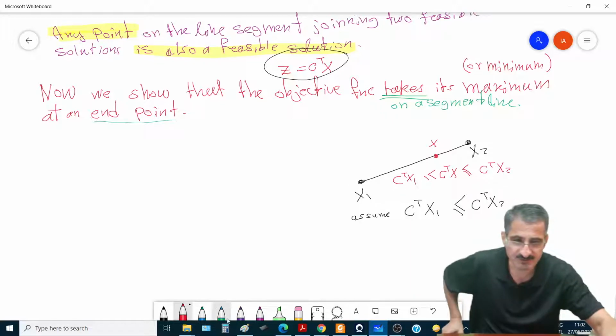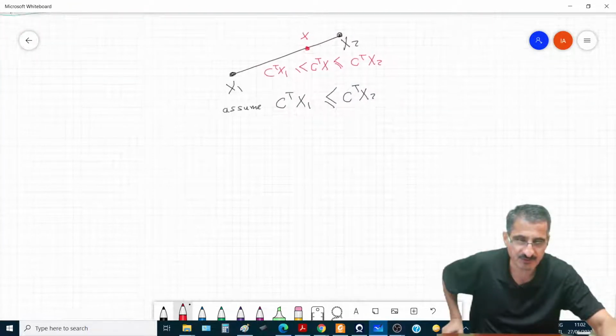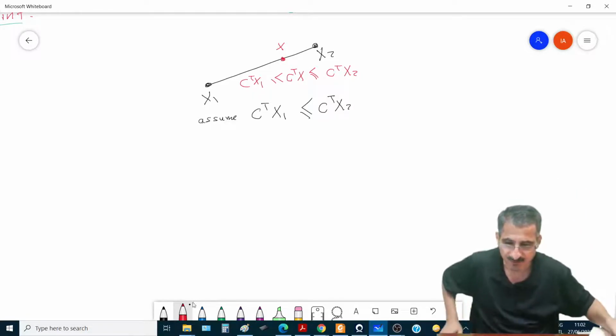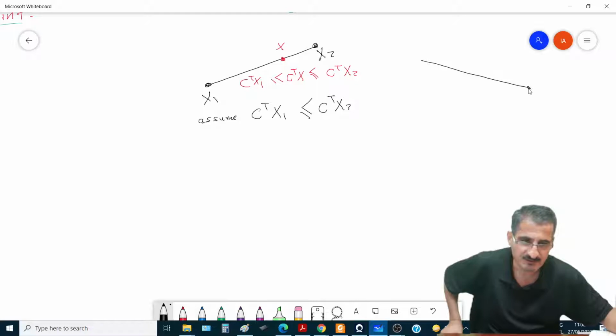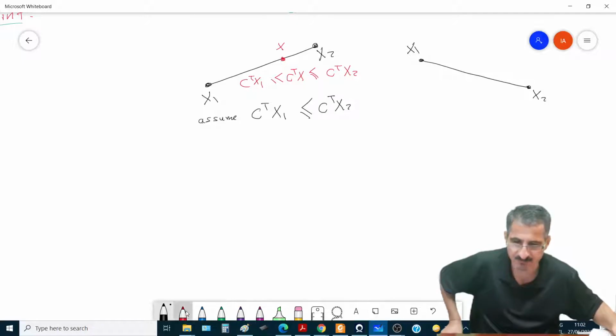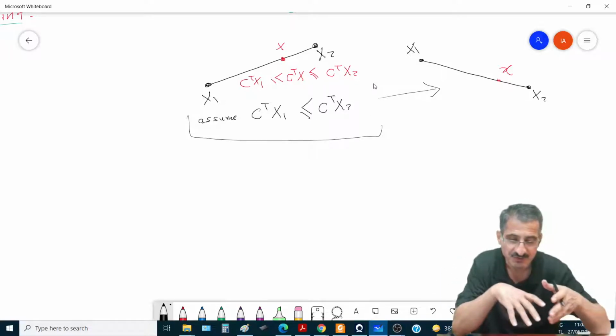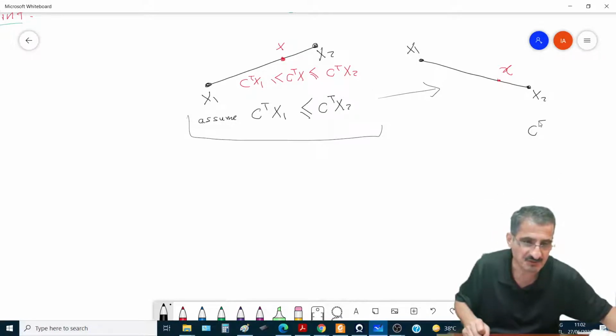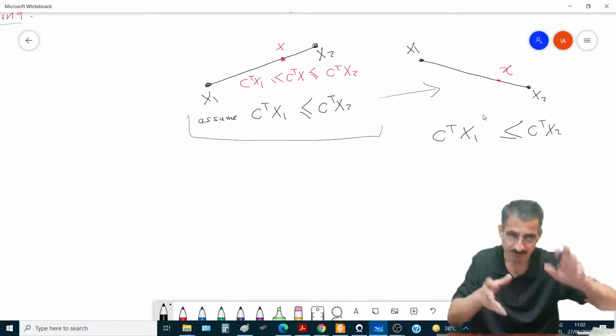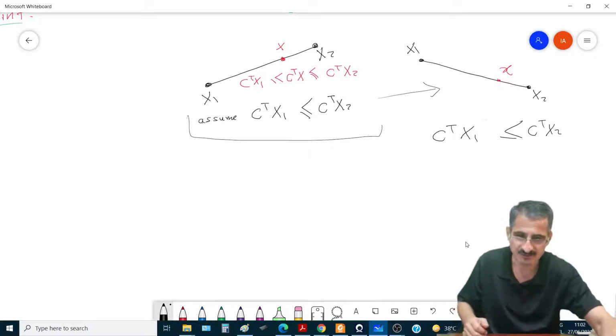Okay, and please don't let my graph confuse you because I'm drawing x2 higher. No, this is not the case. We might have x1 here and x2 here, and x somewhere, and the same thing still applies. In my second graph here, the value of the objective function at x2 is still bigger than the value of the objective function at x1. It does not matter where I plot x1 or x2. This is just a demonstration.